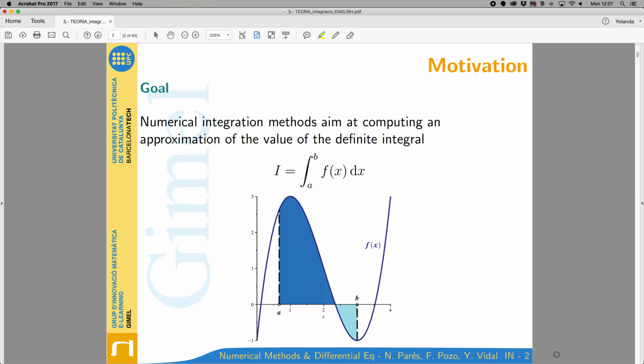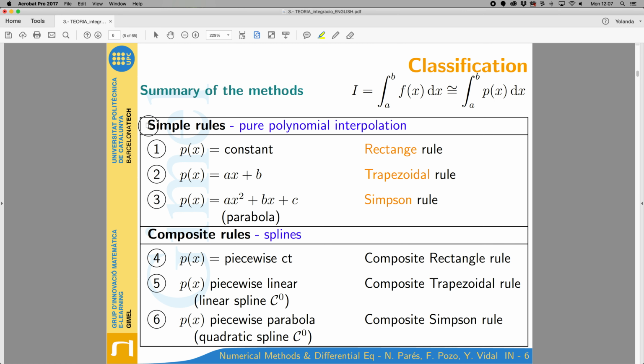Remember the problem at hand we want to solve. Our goal is to compute the definite integral of a function f of x in a given interval [a, b]. And as we explained in the previous lecture, for different reasons, it's not possible to compute this area analytically. So we saw in the previous lecture different approaches to do this in a numerical way. For example, we saw what are called the simple rules: the rectangle rule, the trapezoidal rule, and also Simpson's rule.